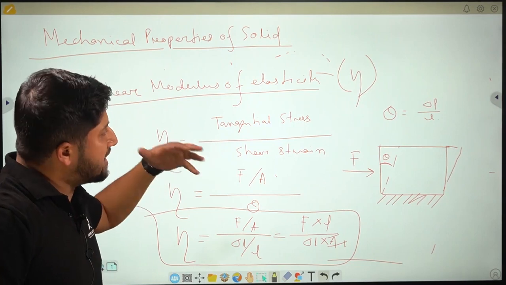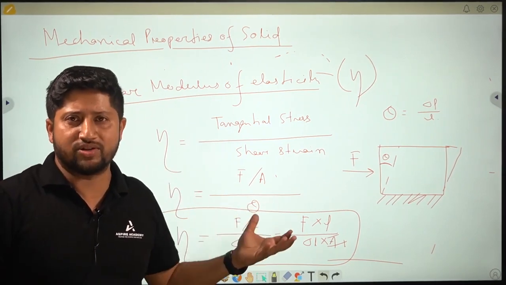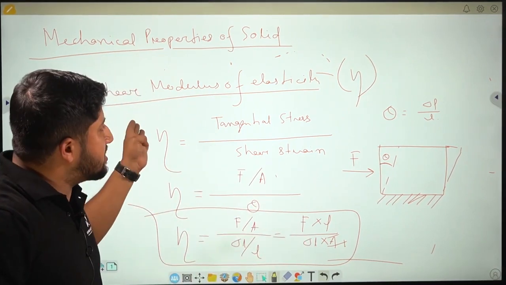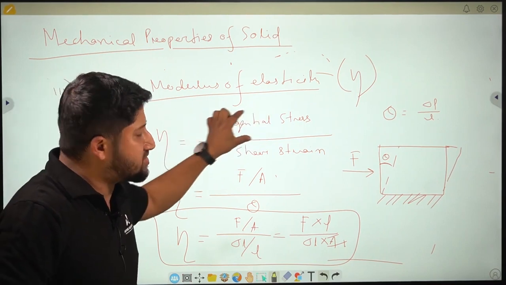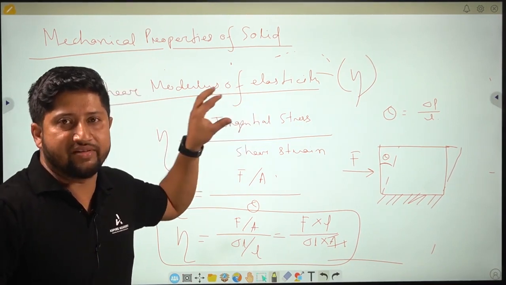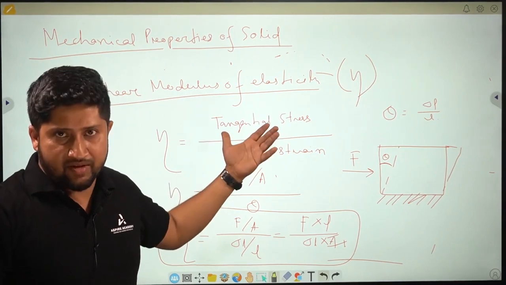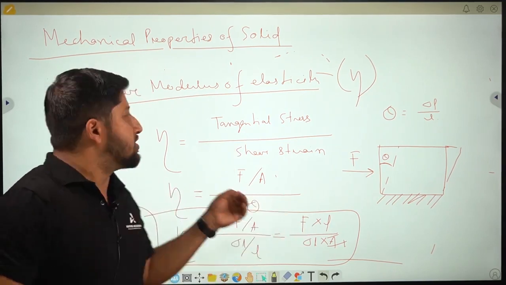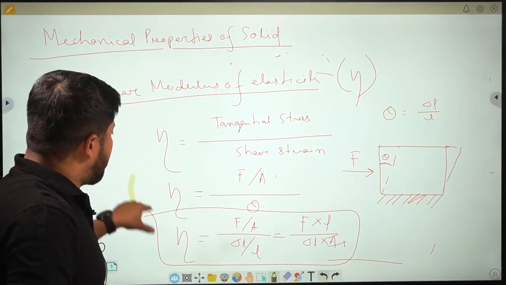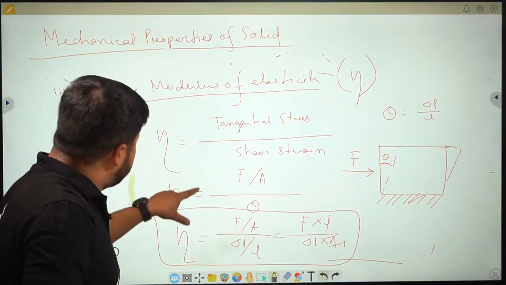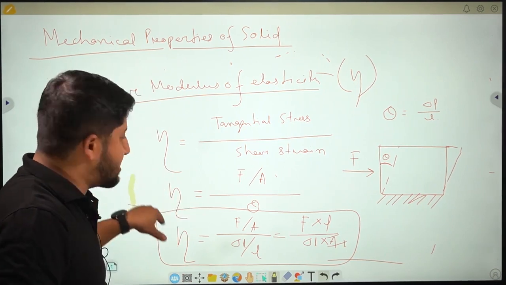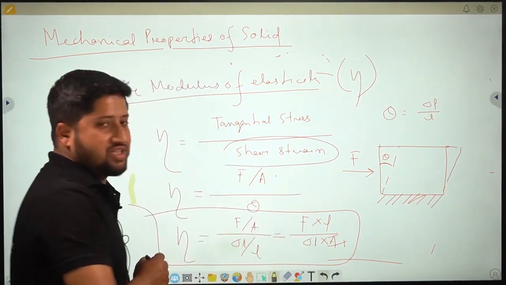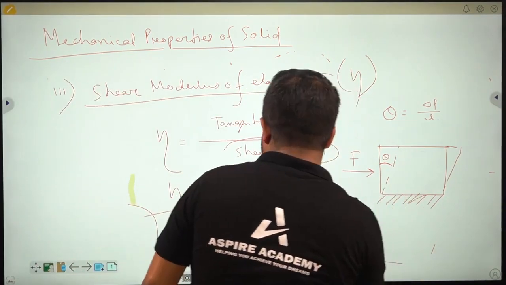So what is modulus of elasticity? Stress by strain. Tangential stress, volumetric stress, and longitudinal stress are the same kind of thing: stress is force by area, and strain is different for different structures. In the case of shear modulus, eta is equal to force by area divided by theta. We know that shear strain is theta, and theta is del L by L.